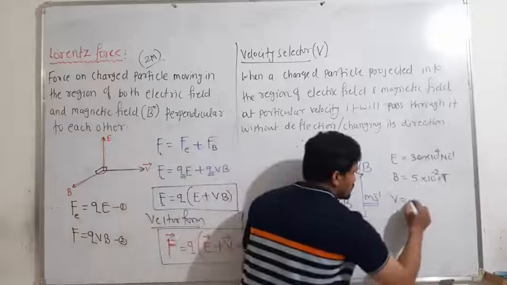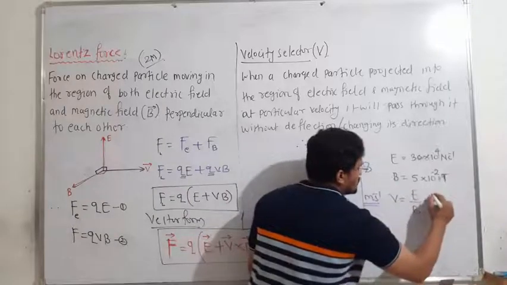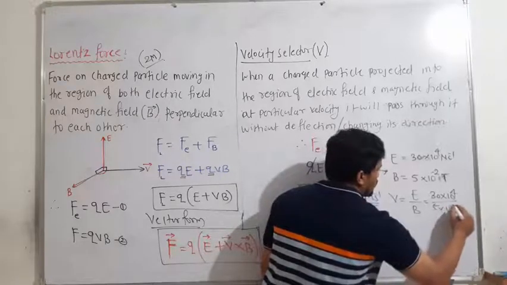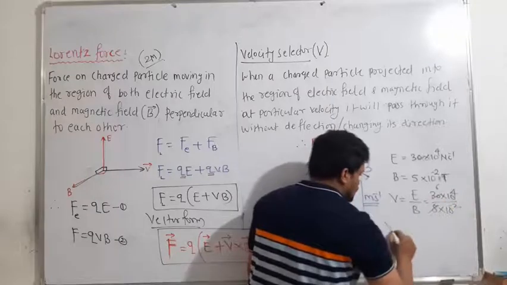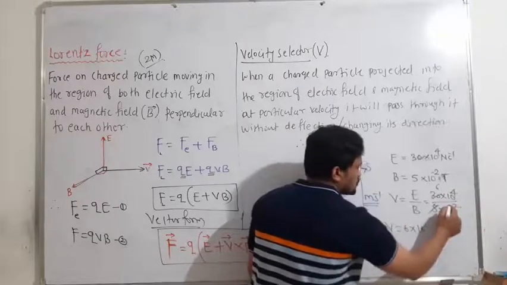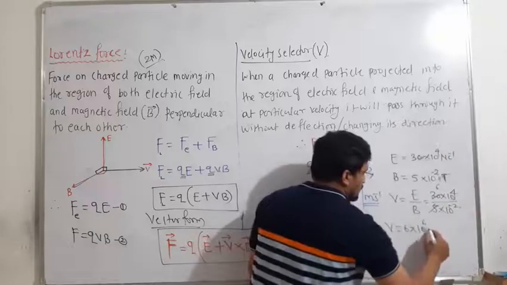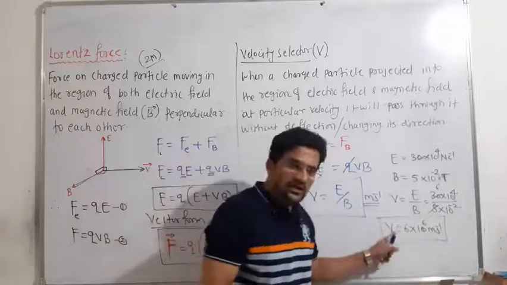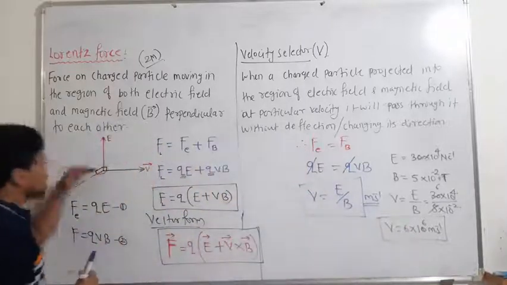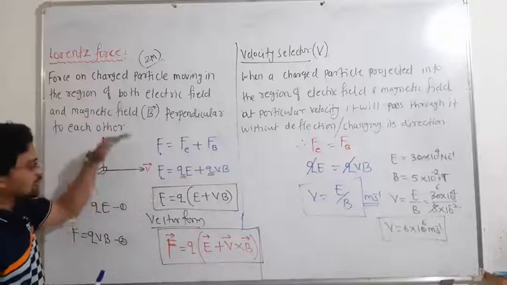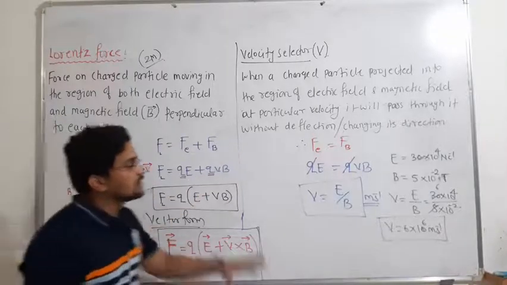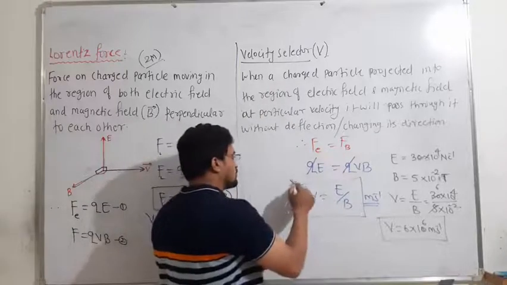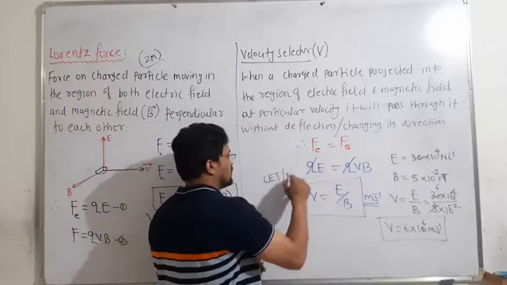So from this equation, we will do E by B. E is 30 into 10 to the power of 4, and B is 5 into 10 to the power of minus 2. 30 divided by 5 is 6, so v is equal to 6 into 10 to the power of 6 meters per second. If you project the charged particle with this velocity, it will just move in a straight line without any deflection, without experiencing any force. That is why this formula is known as the velocity selector formula. For competitive purposes also it is important, maybe CET or NEET.